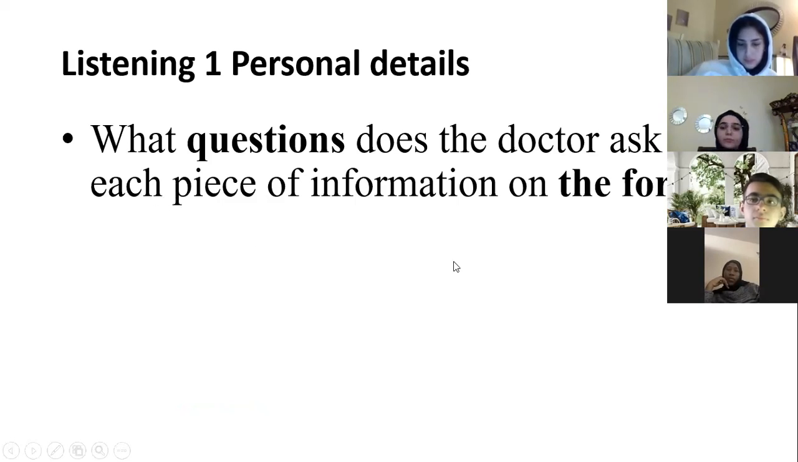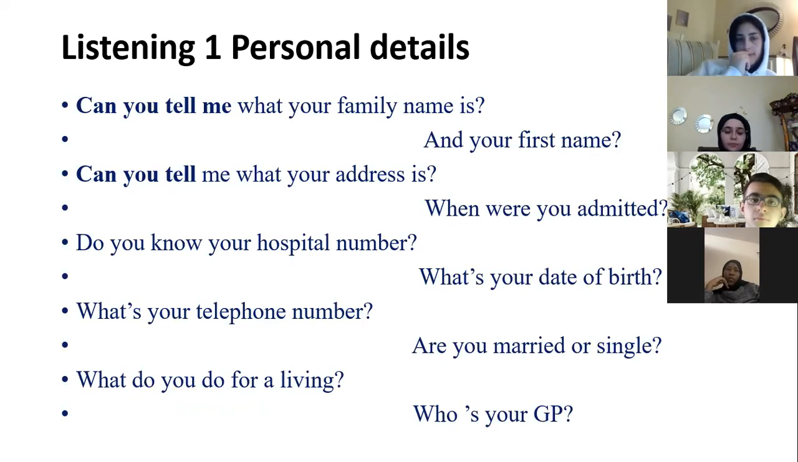So the questions were, as you can see here on this slide. Just very basic questions like, do you know your hospital number? What's your telephone number? And you can see that some of the questions are not so-called direct questions, but indirect questions. Can you tell me what your family name is? Can you tell me what your address is? So actually there are two questions in one sentence.